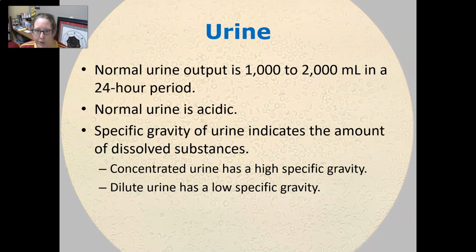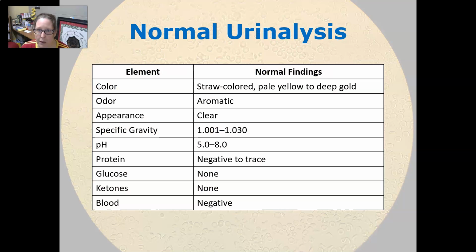And normal urine output is 1,000 to 2,000 milliliters in a 24-hour period. Normal urine is acidic. The specific gravity of your urine indicates the amount of dissolved substances. It doesn't tell you what substances are there. So a concentrated urine would have a high specific gravity. A dilute urine would have a low specific gravity.